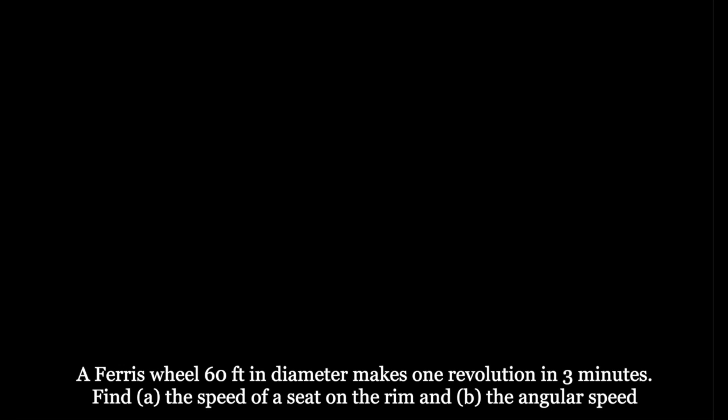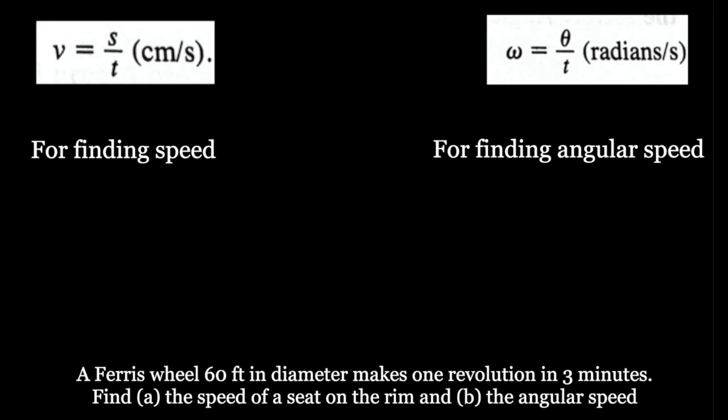Now let's solve a word problem. The word problem says that a Ferris wheel 60 feet in diameter makes one revolution in 3 minutes. We need to first find the speed of the seat on the rim and then the angular speed. There are a few different formulas that we can use to solve this. I'll put them up on the screen.